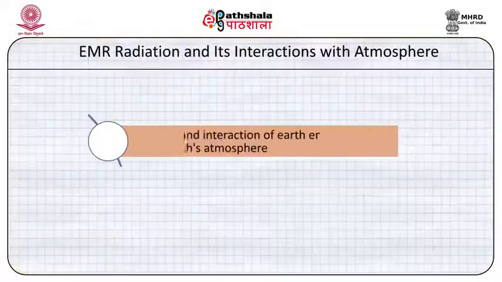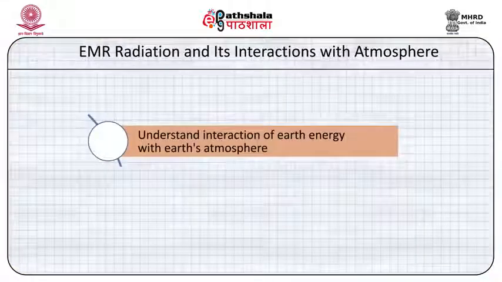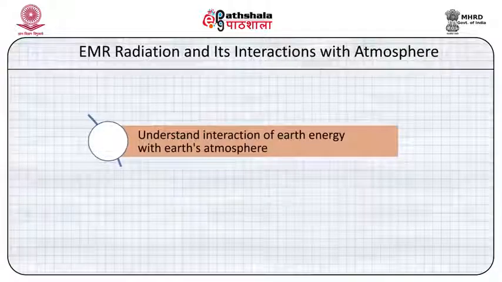One is the interaction of the sun's energy in the atmosphere, then interaction with the earth surface feature, and then back to space at the sensor, and again it interacts with the atmosphere. So, in this process the sun's energy interacts twice with the atmosphere and once with the earth surface feature. Therefore, the learning objective of this module is to understand what happens to the sun's energy when it interacts with the atmosphere and earth surface features.